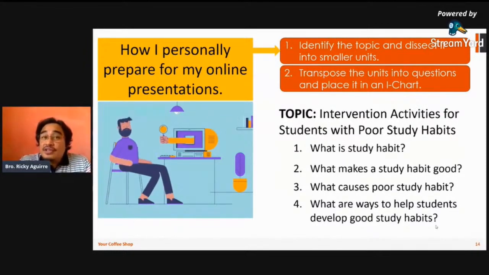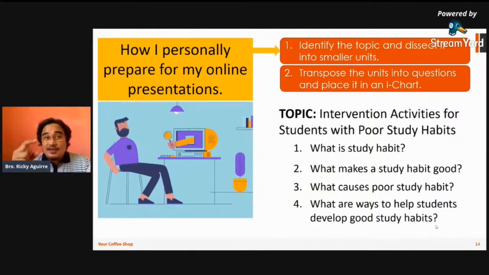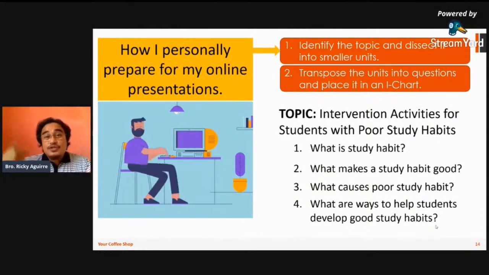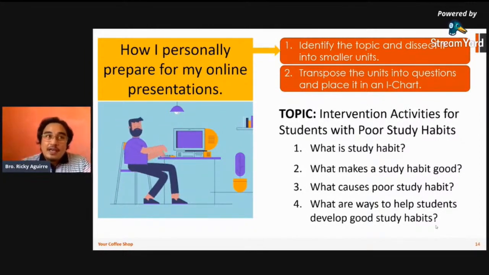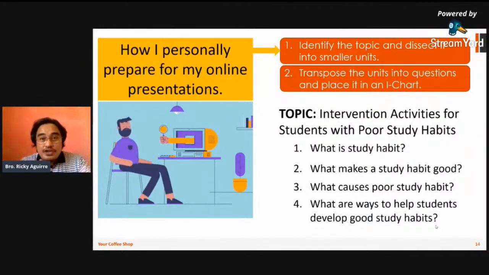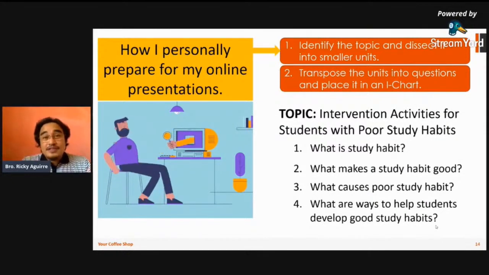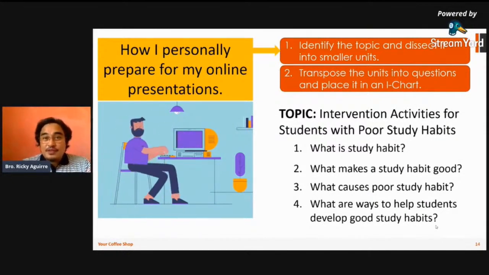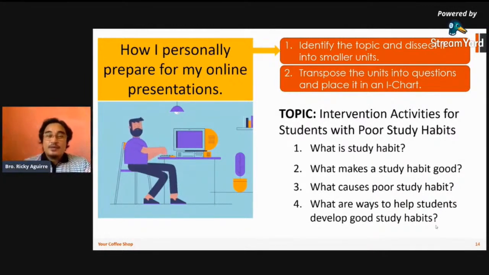So when I was doing that, what I did is I focused on the learning competencies instead of the topic. I transposed the focused learning competency for that day or for that week into questions. Now, if the learning competency is still huge, I chunk it into smaller units and transpose that into questions. And when I present it to my students, I'll present them the learning competency and show that the learning competencies have been transformed into question form, and that's the way I'm going to present.